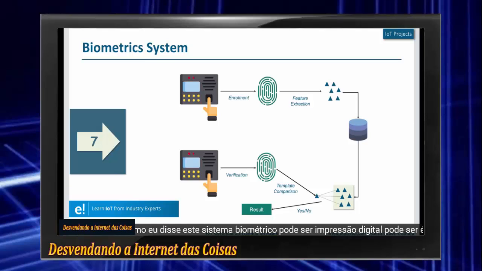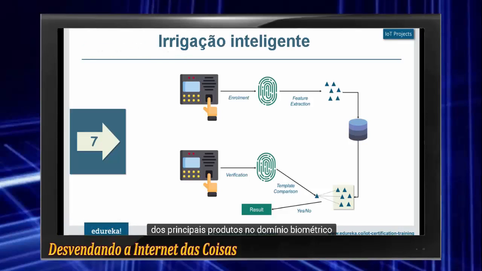Now this is just a foundation. Now as I said, this biometric system can be fingerprint, it can be iris scanning, or it can be a combination of both as well. Voice recognition system is one of the key products in the biometric domain.